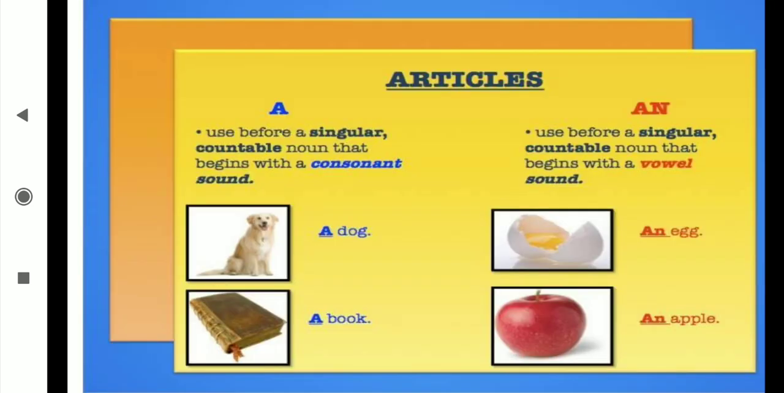Now let's see articles used before a singular countable noun that begins with a consonant sound. Only one dog, that's a dog. Only one book, that's a book. Why have we used "a"? Because D and B are consonants. Now "an" is used before a singular countable noun that begins with a vowel sound. An egg: only one egg is there, and a vowel came, that's why "an". An apple: only one apple is there, and it starts with a vowel sound, that's why "an apple".